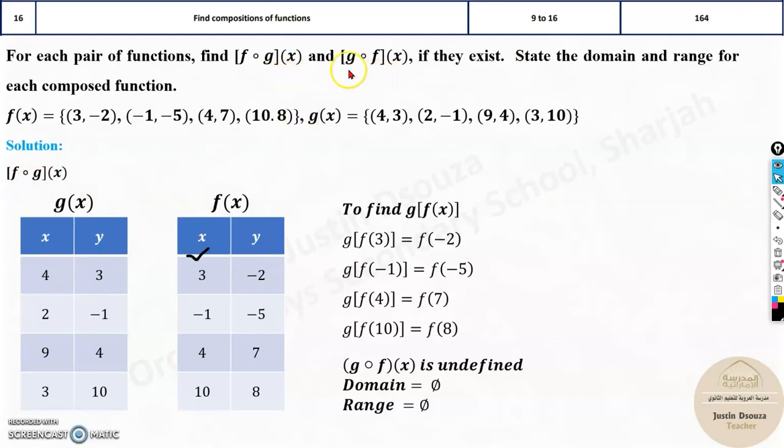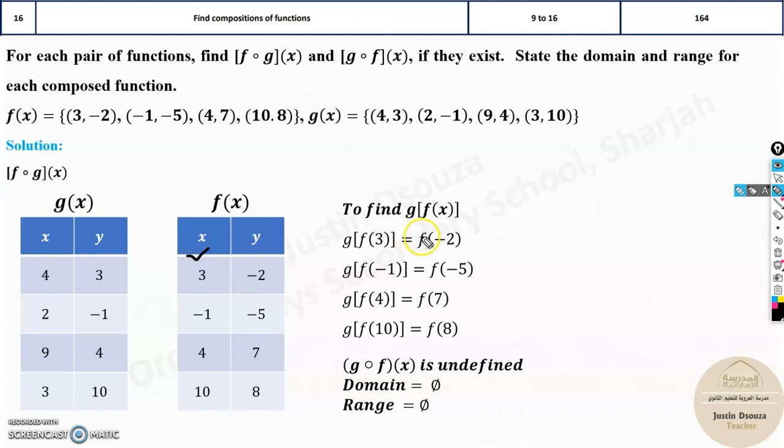Look at the question. Whichever is outside will be last. First we need to deal with the inside function, the second function, that is the composed function, which is f of x over here. So these are the domain values. Sorry, we'll come to the domain and range in a while, but these are the input values. Let us put f of 3, the value is -2. Now you must go over here.